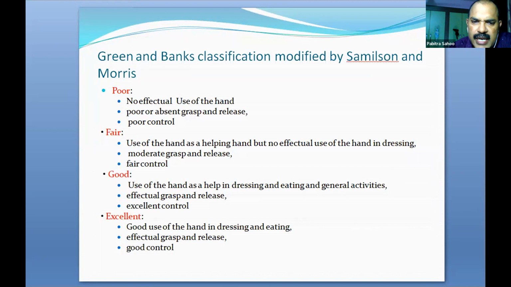In the good group of spastic hand, they use the hand as a help in dressing and eating and general activities. There is effectual grasp and release, and good control of the upper limb and hand function. In the excellent group, there is good use of the hand in dressing and eating, effectual grasp and release, and excellent control. So this is another way of classifying hand function, upper limb function in cerebral palsy.